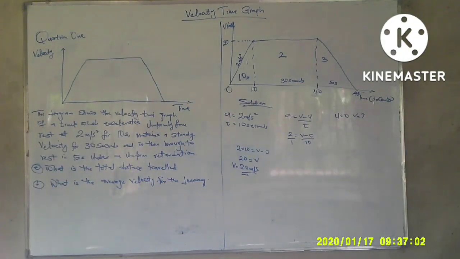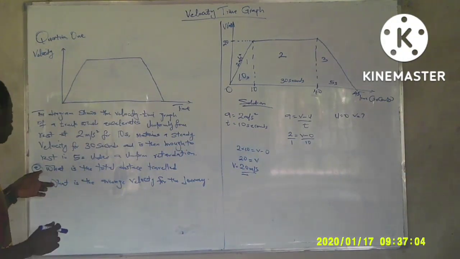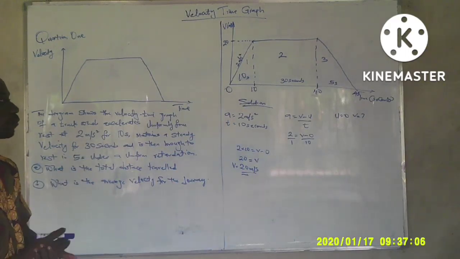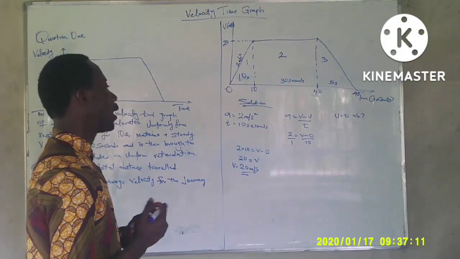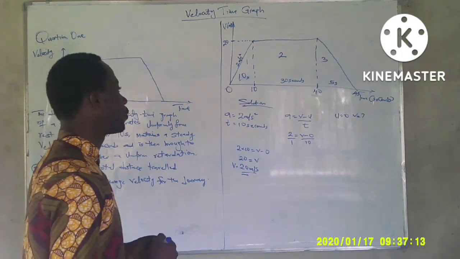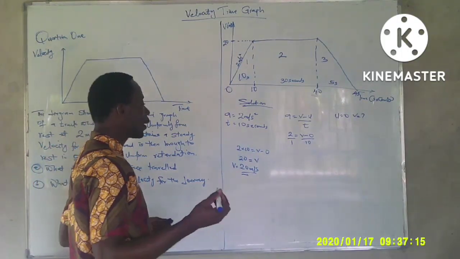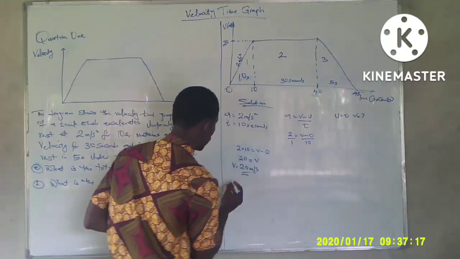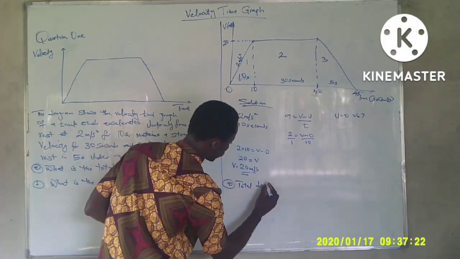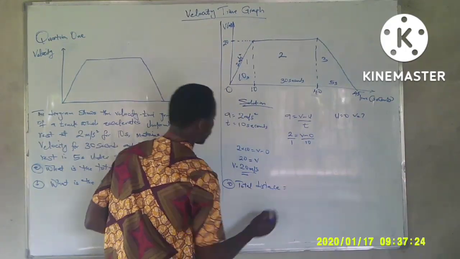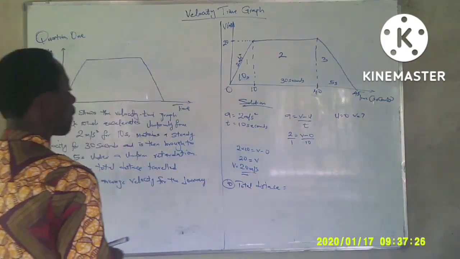Now, the first question is, what is the total distance traveled? In our previous video, I taught you how to look for the total distance using the shape of the diagram. So to find the total distance traveled during the journey, this is it now.